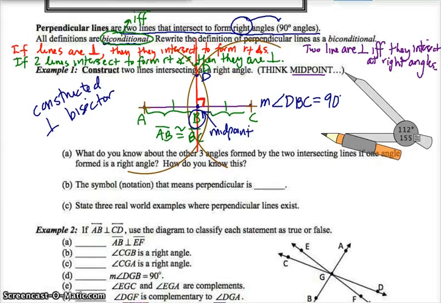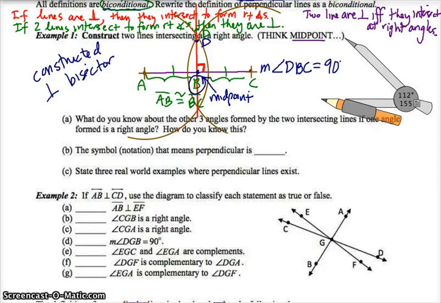Okay, so it says letter A. What do you know about the three other angles formed by the two intersecting lines if one angle formed is a right angle? Okay, well, we've studied supplementary angles, which said that ABC is a straight line. So therefore, angle ABC is 180 degrees. It's a straight angle. Therefore, angle ABD must be 90 degrees because it's supplement to DBC.